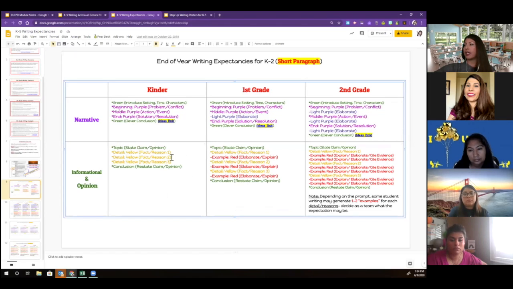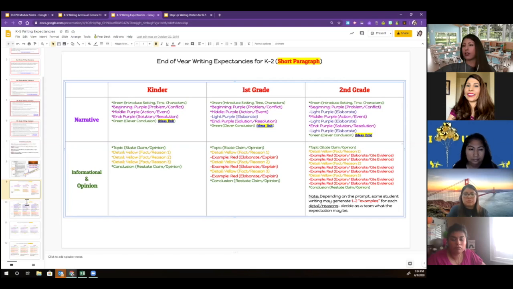And you can see here that as each year progresses, we're adding more detail to it. And so the students will hopefully by the end of the year master the expectations from the year before. And so then all you would say is, okay, now we're going to add for 2nd grade, for example. Before you had 1 example sentence, now we're going to add 2 example sentences to support your topic, your detail.